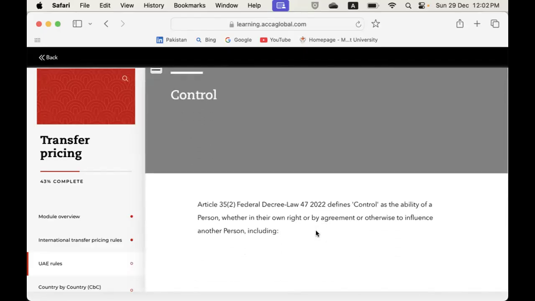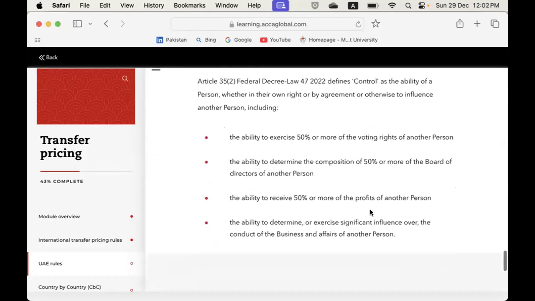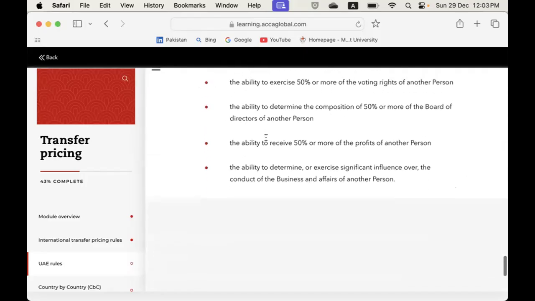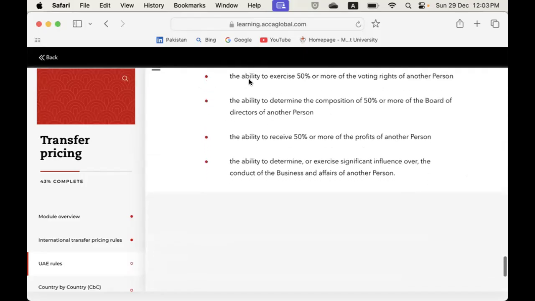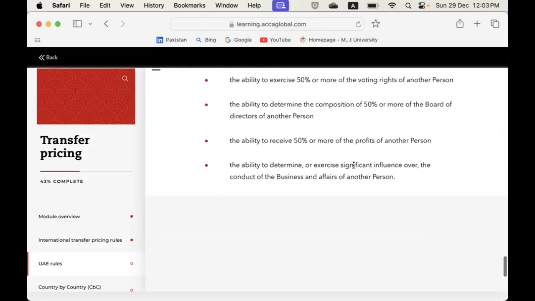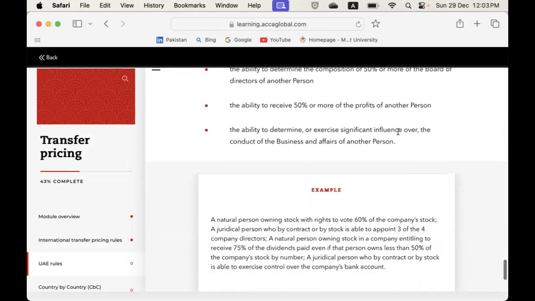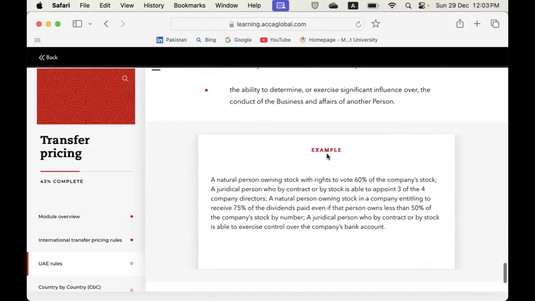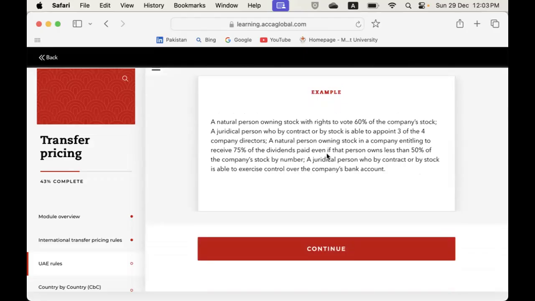Article 35(2) defines control as the ability of a person, whether in their own right or by agreement or otherwise, to influence another person, including, again, that 50% rule will come in: the ability to exercise 50% or more of the voting rights. That's obviously control of another person. Ability to determine the composition of 50% or more of the board of directors, or ability to receive 50% or more of the profits, and the ability to determine or exercise significant influence over the conduct of the business and affairs of another person. These are all manifestations of control.